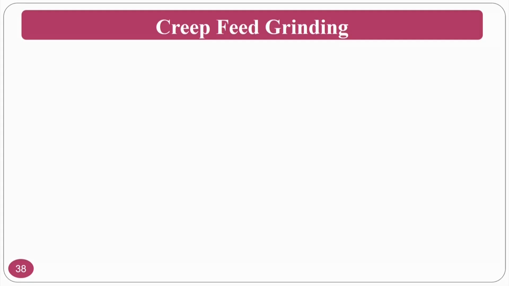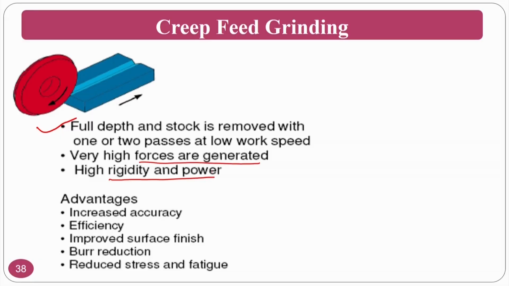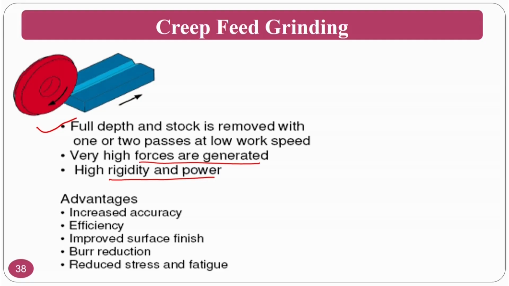There is another variety which is called creep feed grinding, where the depth of cut is very high. If the full depth of cut stock is removed in one or two passes, it is called creep feed grinding, and very high forces are generated, and very high rigidity and power is required in the grinding wheel for this. Advantages of this process are increased accuracy, efficiency as well as surface finish. Burr reduction will be there, and reduced stresses and fatigue will be there.